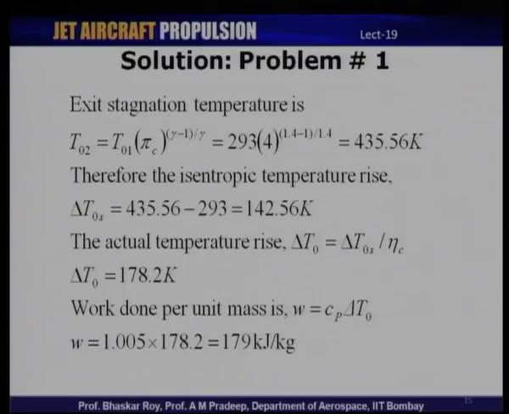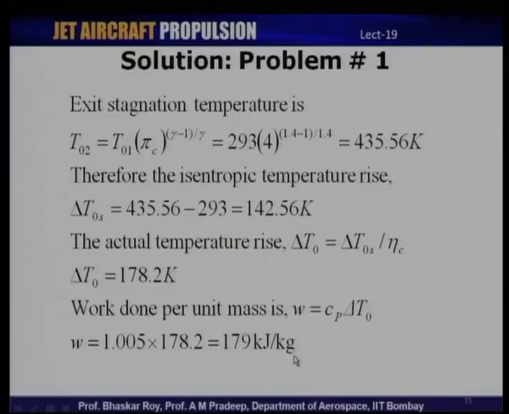We need to calculate the actual temperature rise, which will be the isentropic temperature rise divided by the isentropic efficiency. Therefore, actual temperature rise is delta T naught S divided by efficiency eta C. So, that comes out to be 178.2 Kelvin. So, we can calculate the work done per unit mass, which is Cp times delta T naught actual, and Cp is 1.005 kilojoules per kilogram Kelvin multiplied by 178.2. Therefore, work done per unit mass by the compressor is 179 kilojoules per kilogram.